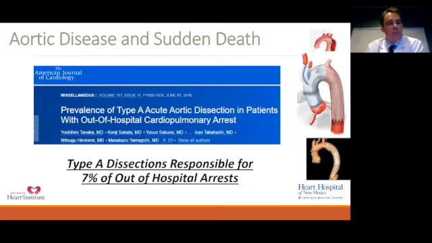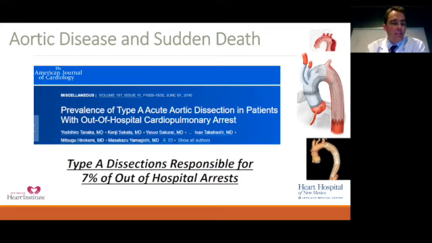I think kind of the newest and most surprising dissection data that I've seen was a study that came out of Japan, and actually it looked at out-of-hospital arrests. So these are people who died without ever making it to the hospital. And when they did autopsies of these patients, they found that 7% of these patients died of type A dissections.